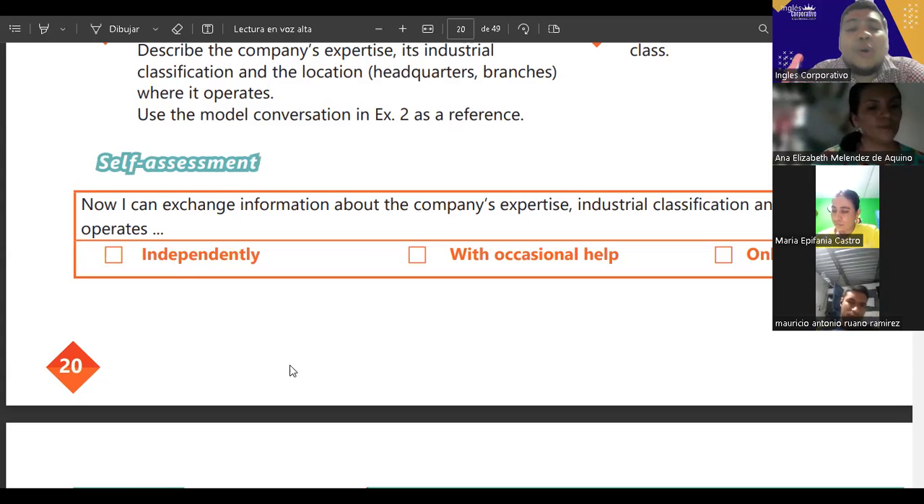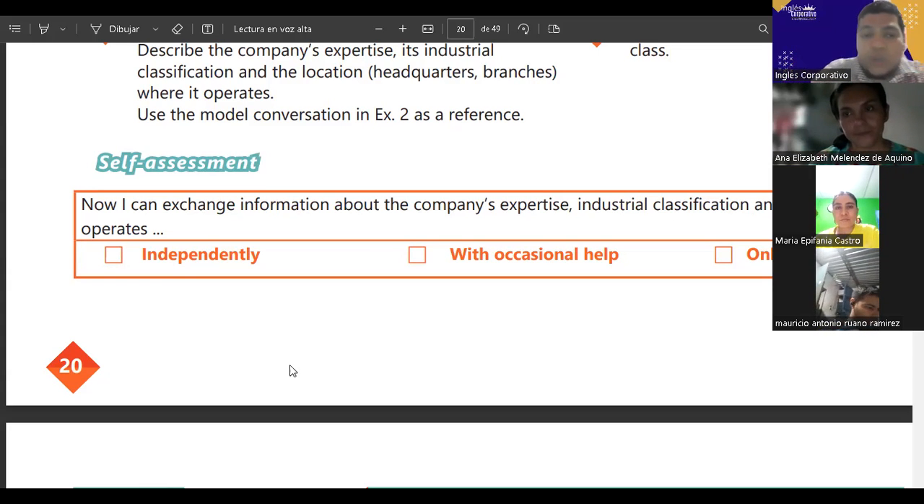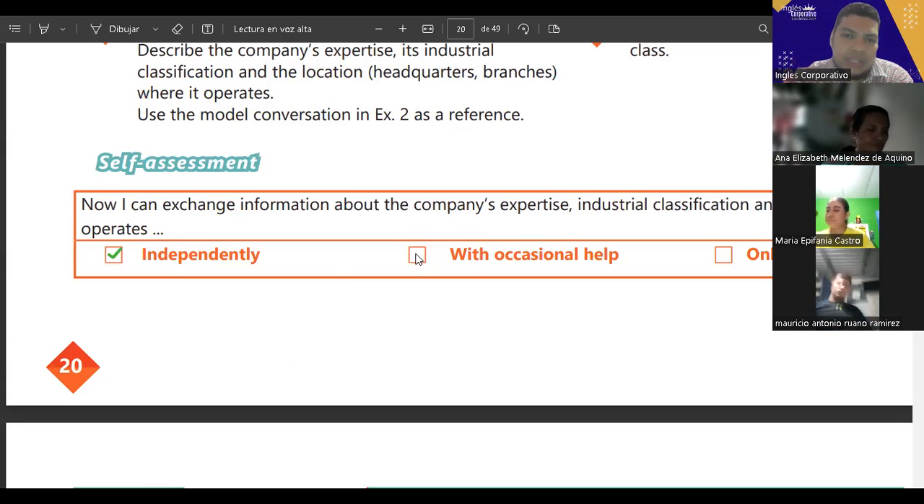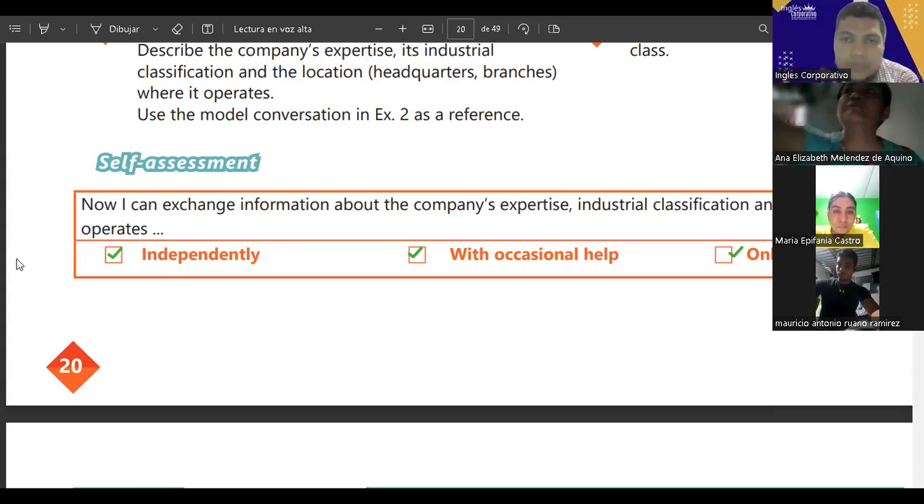Okay, excellent. So, to finish with today's class, people, we're going to go with the self-assessment, right? That says, now I can exchange information about the company's expertise, industrial classification, and where it operates, all right? So do you think you can do that independently, with occasional help, or only with help, all right? Those are the things that we're going to answer today. So what do you think here, people? Independently, with occasional help, all right?